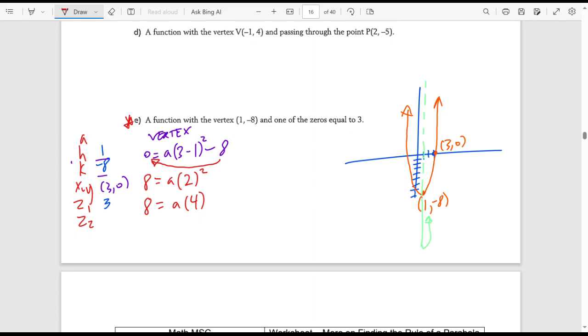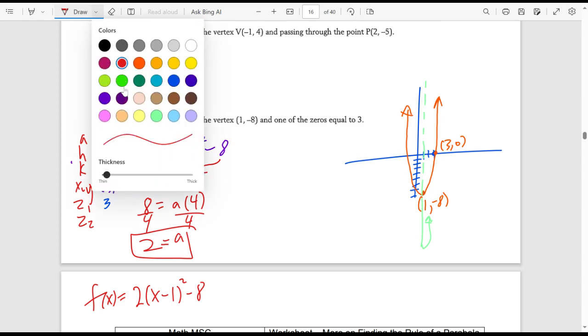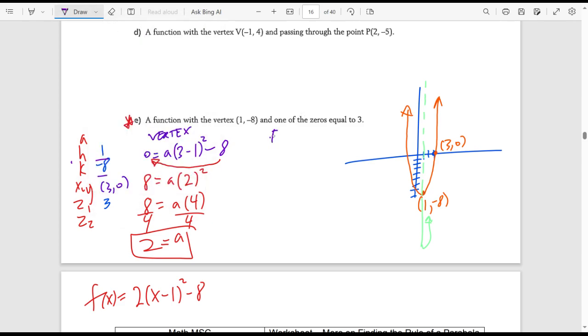Okay. So from there, I'm going to divide by 4, divide by 4. A is equal to 2. So that means the rule for this guy, f of x, is equal to 2(x minus 1) squared minus 8. That's the rule in vertex form, but that doesn't mean I have to solve it in vertex form. I could use factored form.